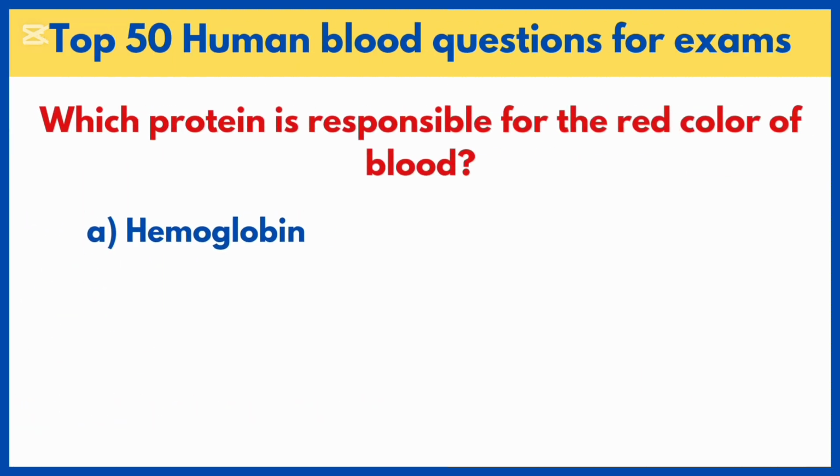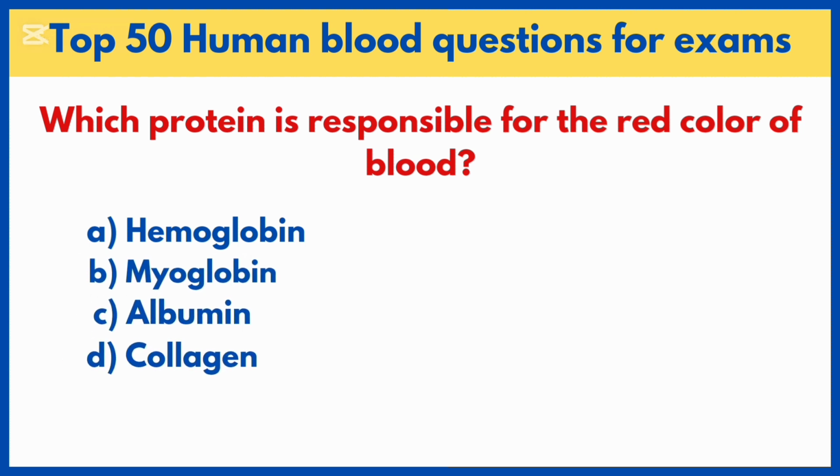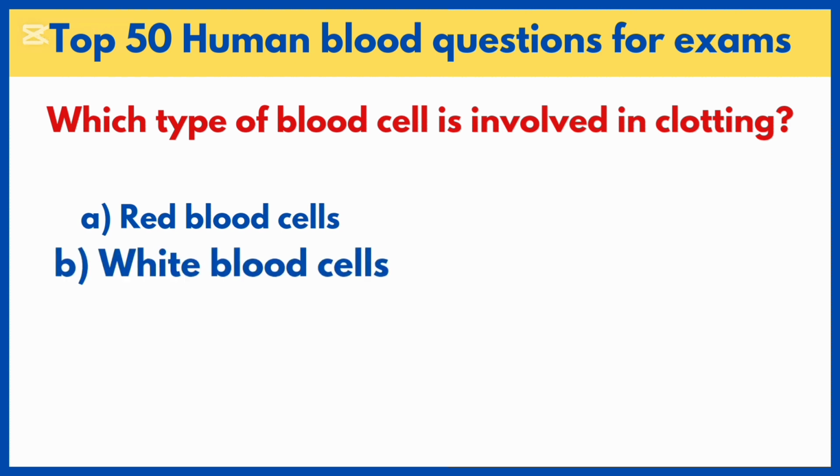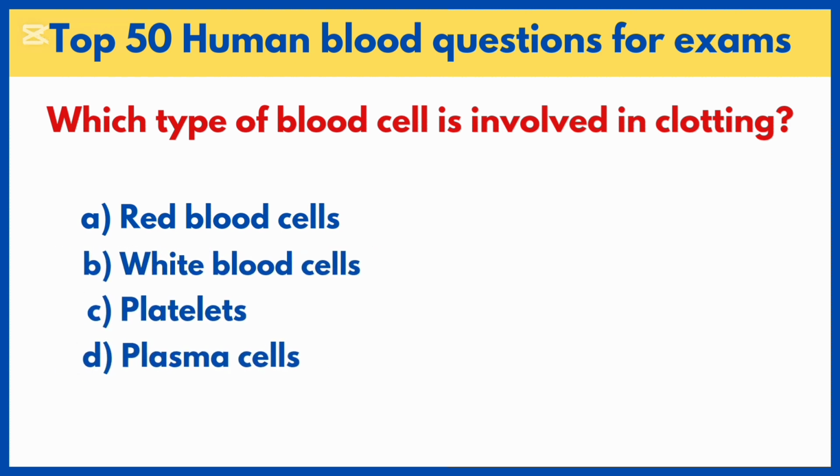Which protein is responsible for the red color of blood? Correct answer is option A, hemoglobin. Which type of blood cell is involved in clotting? Correct answer is option C, platelets.